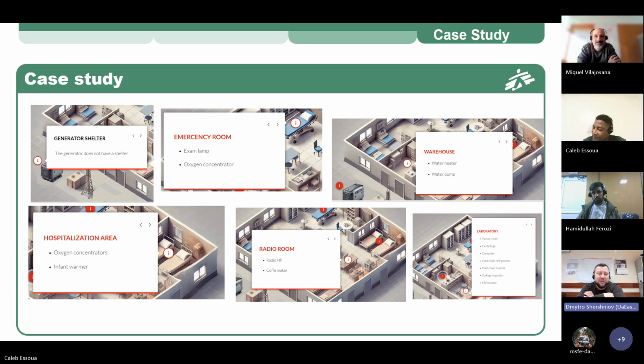Dimitri. So, I have one question. For example, if you have the main generator, a three-phase main generator, and we want to install a one-phase generator as a backup, is it possible? It is possible, but you have to know what you are powering. It's the same thing.